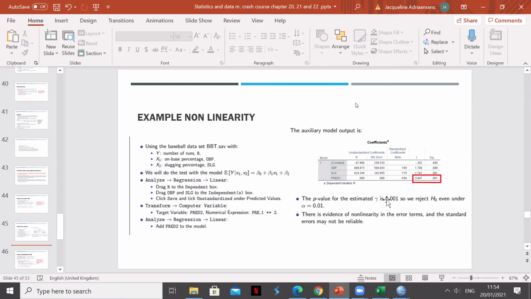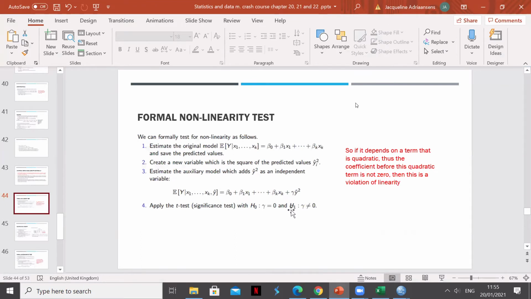So it's not 0. It's very close to 0, but it's not 0, and it's statistically significant. Thus, the y is non-zero, and we reject H0. We thus accept H1, and this is a term that describes the model well, and it adds to the model. And thus, y depends on a nonlinear term, meaning that there's a violation of linearity, or you could say that we have non-linearity. That's the same.